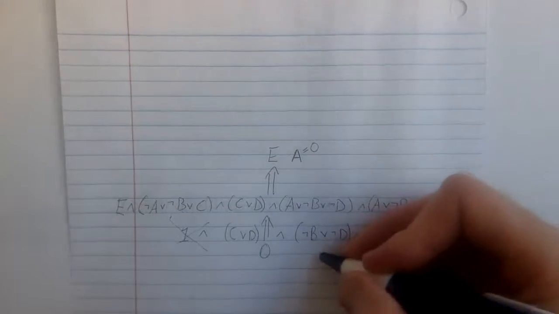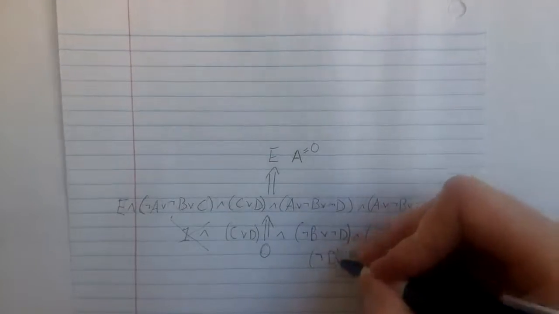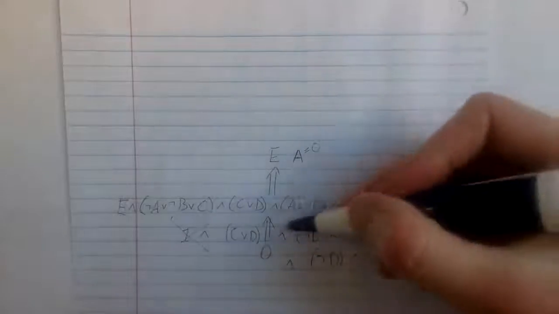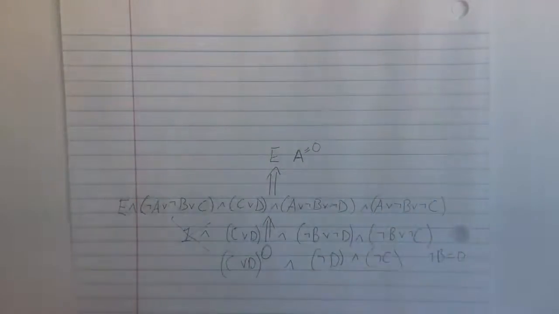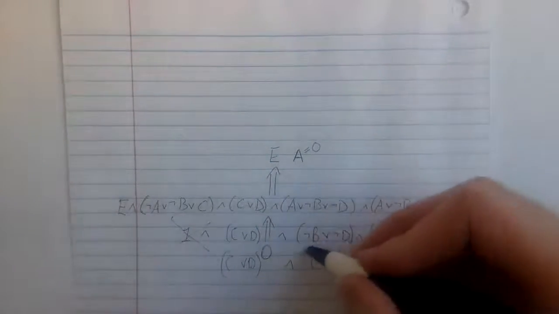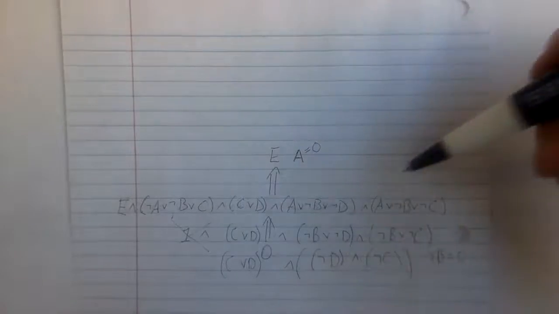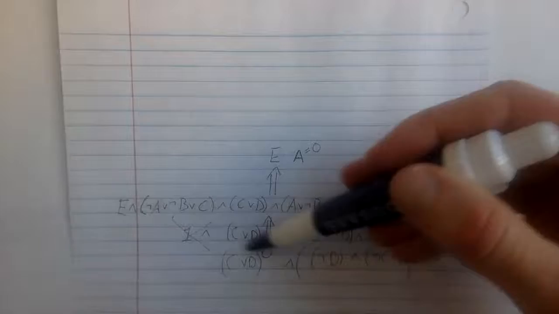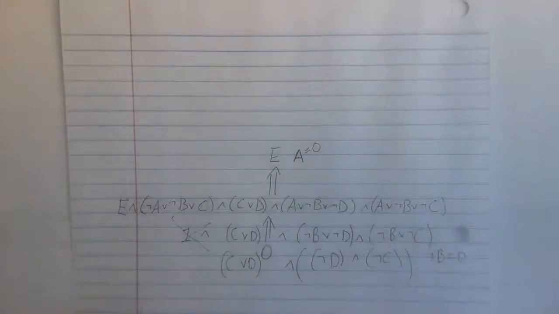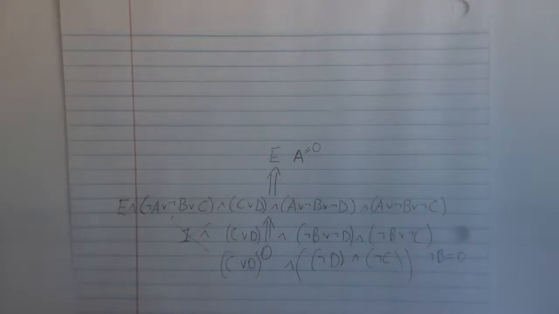This term becomes not D. And then this term is just C or D. Notice that this expression is the negation of this one, and you're ANDing. So of course that would be 0, so we've succeeded.